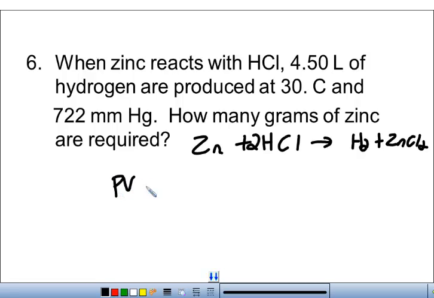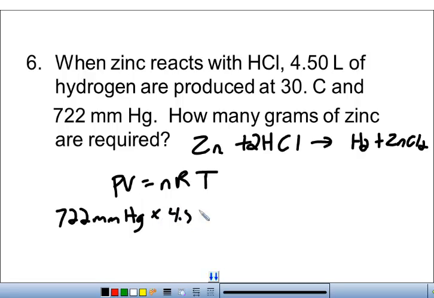So I have PV equals nRT, and I can solve for moles. So I'm going to just start plugging in. My pressure is 722 millimeters of mercury. My volume is 4.50 liters. Remember, that's this gas right here. We are wondering about the grams of zinc. So grams, we don't know what that is. Zinc is not a gas, so we can't apply it to the ideal gas law. So we're going to figure out the moles of this hydrogen gas and then use stoichiometry to figure out the grams of this zinc.